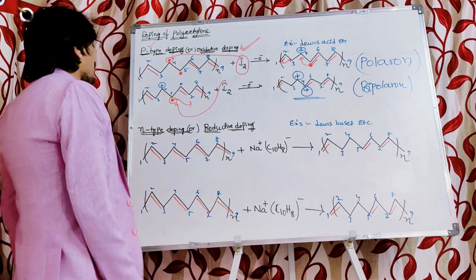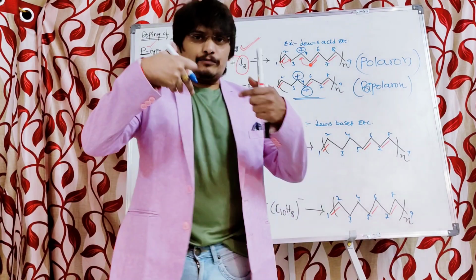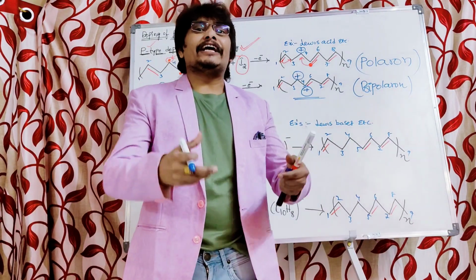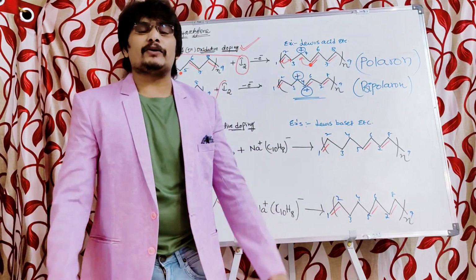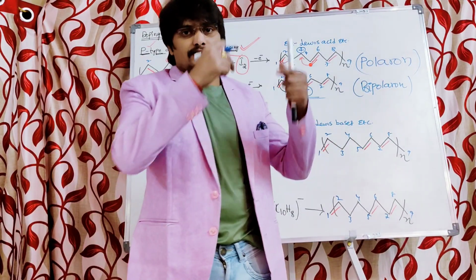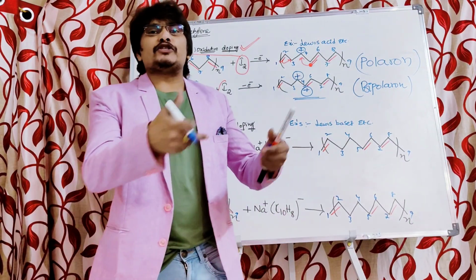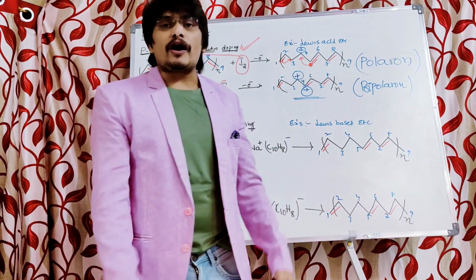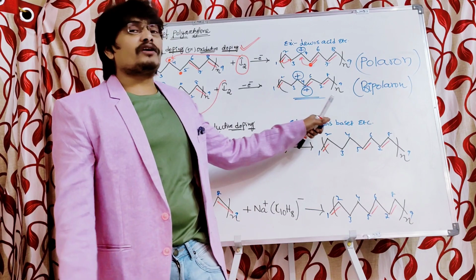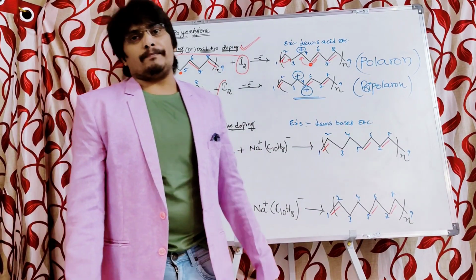Now, the next type of doping is n-type doping or reductive doping. N-type doping is nothing but the addition of negatively charged agents. Negatively charged agents means the addition of electron-rich species. Examples of electron-rich species are Lewis bases. So Lewis bases are the examples of this n-type doping.